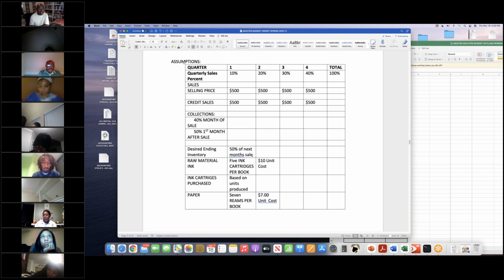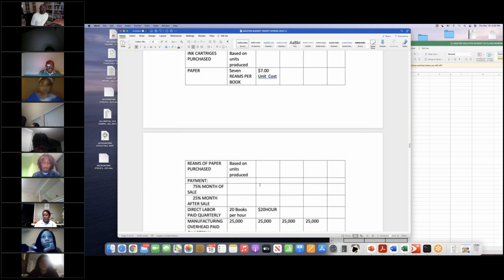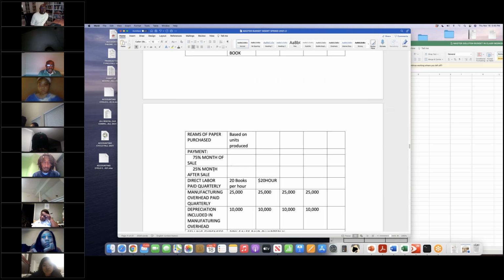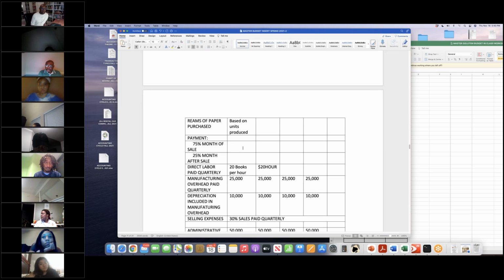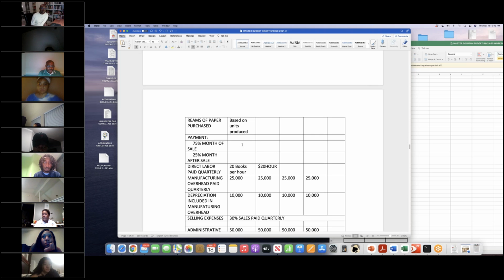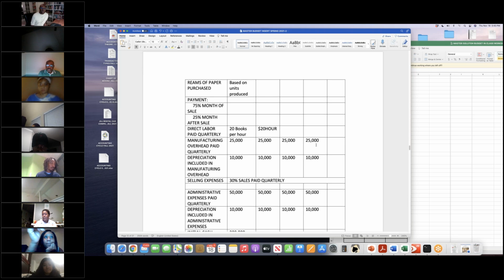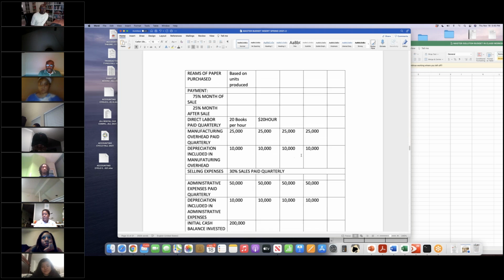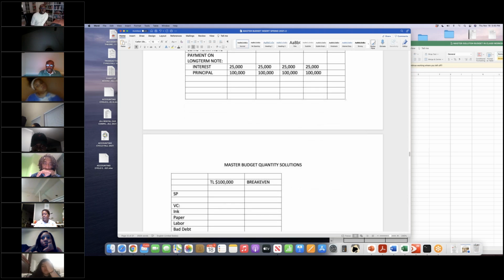Then we have the assumptions for how much inventory, and we're just keeping finished goods inventory. We have the raw materials, ink, we have the paper. Then we have how we're paying for it. So before, in that simple example, we paid everything right away, but we don't pay it that way all the time. Direct labor budget, manufacturing overhead. Notice these numbers are quarterly, so you have to add them together to get a full year. So these are the assumptions that you will need.